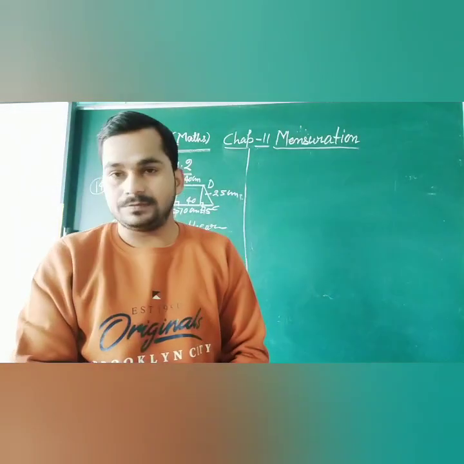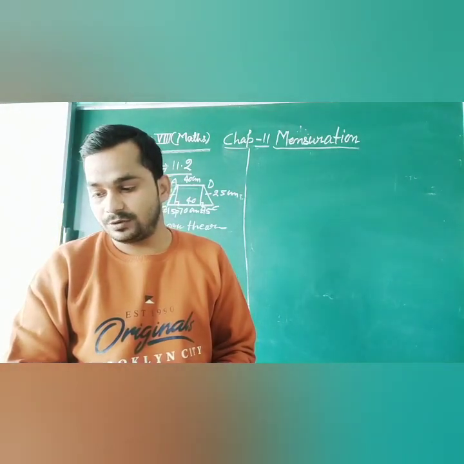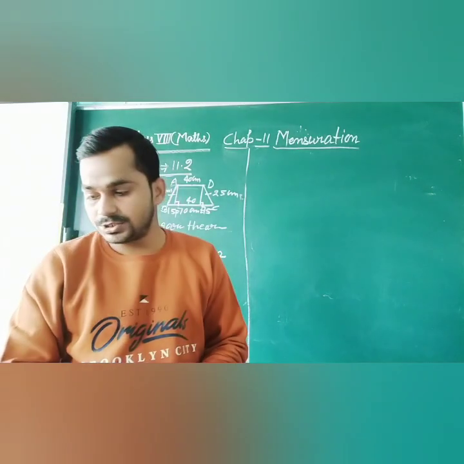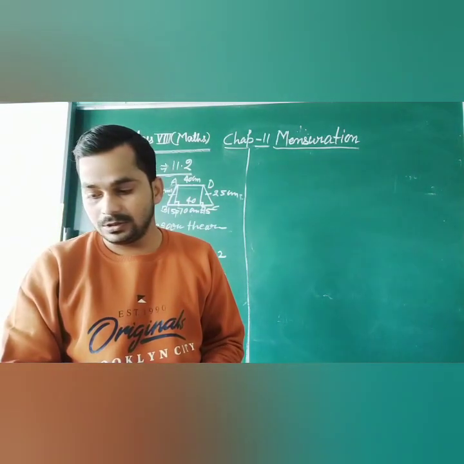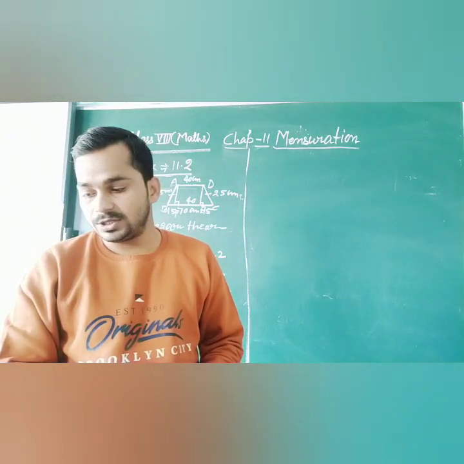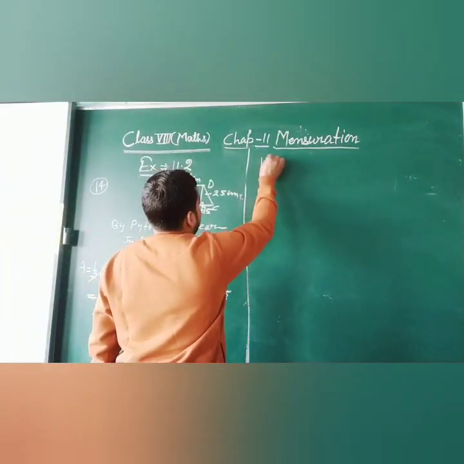Now question number 15. A picture frame has outer dimensions 48 by 36 and inner dimensions are given as 40 cm by 28 cm. Find the area of each section of the frame if the width of each section is the same. So a picture frame is given.